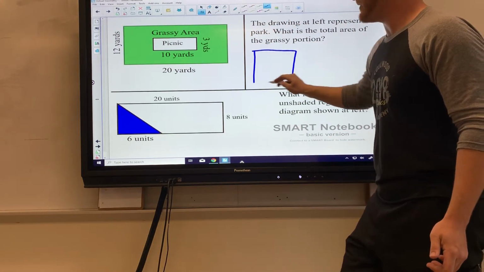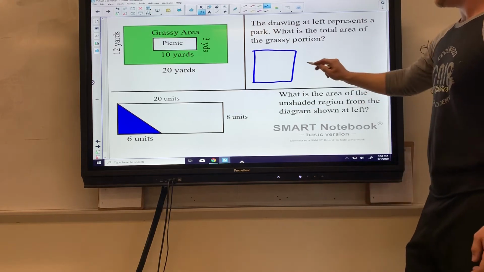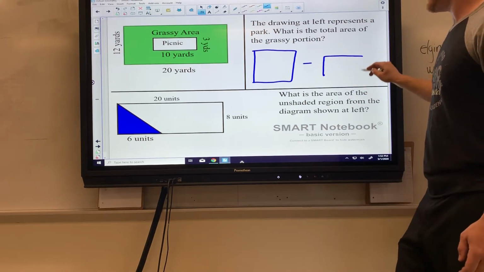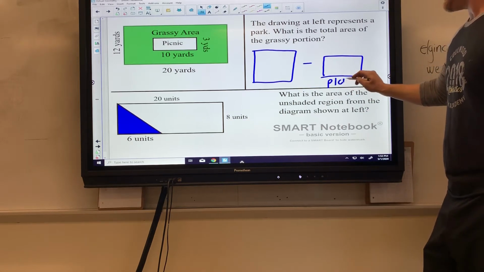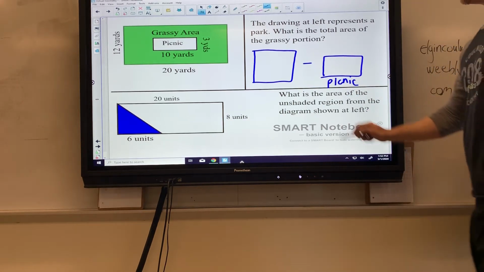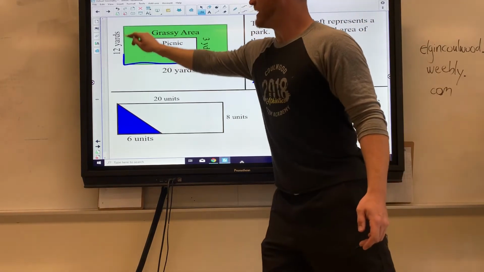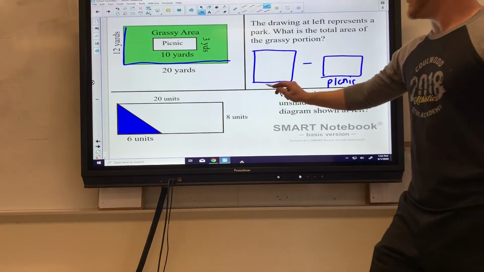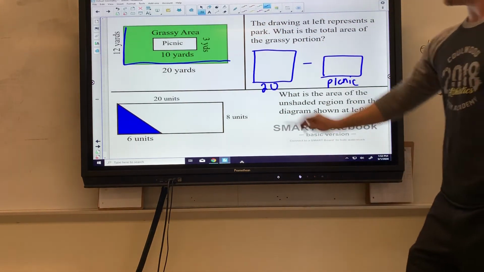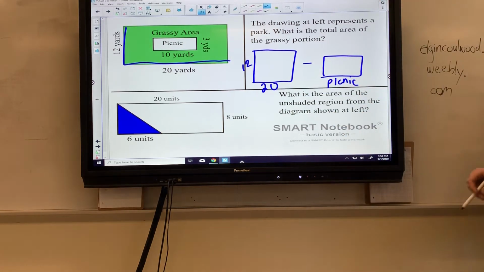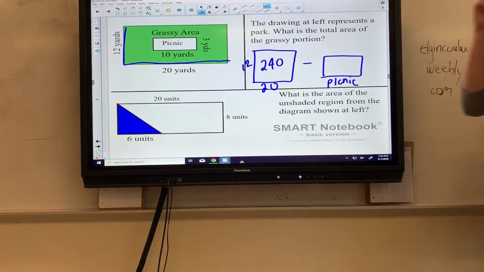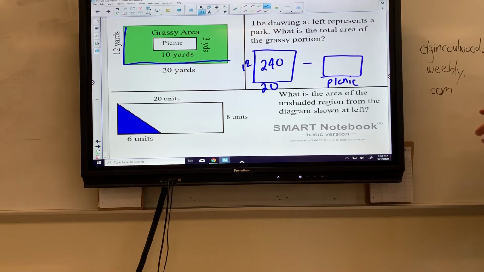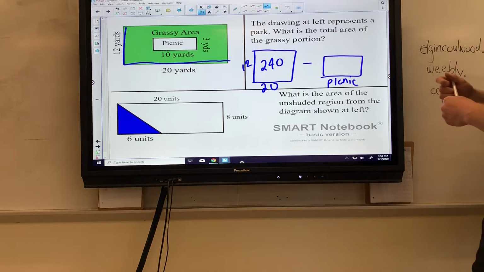So it's going to be the area of the larger rectangle minus the area of the smaller rectangle, which is the picnic area. Okay? So the larger rectangle is 20 by 12, and length times width, 20 times 12 is 240. Now, if you want to pause the video and try to beat me to this one and check your work, that's fine. If not, just pay attention.